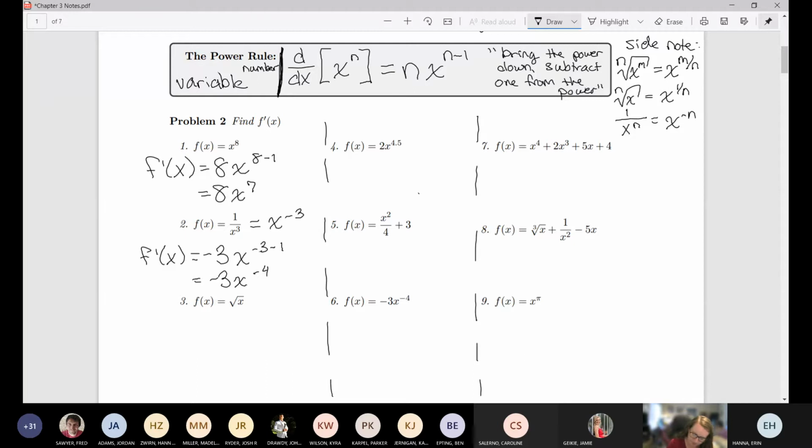Number 3. Once again, we need to rewrite this. We can't use the power rule yet because we don't know what the power is. Well, we do, we just need to rewrite it. So this is equivalent to x to the 1/2. Again, I haven't done any derivatives yet. I've just rewritten it into something equivalent. And now that it's in the correct format, I can take its derivative. And we can say bring that power out front. Subtract 1 from the power, so we get 1/2 x to the -1/2.